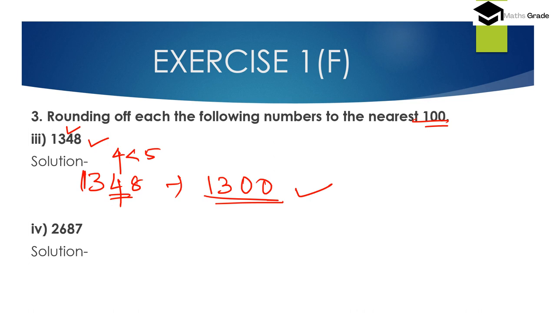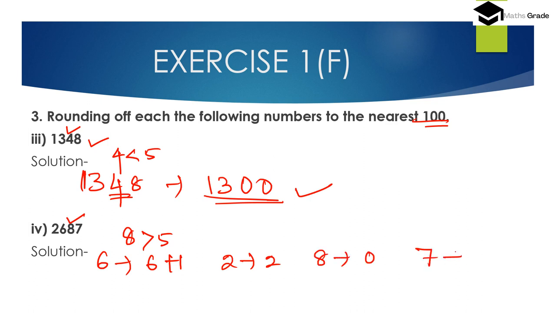Now fourth one, 2687. We have to round up this number 2687 to the nearest 100. When we round up any number to the nearest 100, look at the tens place digit. Here tens place digit is 8. 8 is more than 5. So we have to add 1 to the hundreds place digit. Here hundreds place digit is 6. 6 changes to 6 plus 1. And thousands place digit, just write down as it is. And this tens place digit 8 changes to 0. And unit place digit 7 changes to 0.